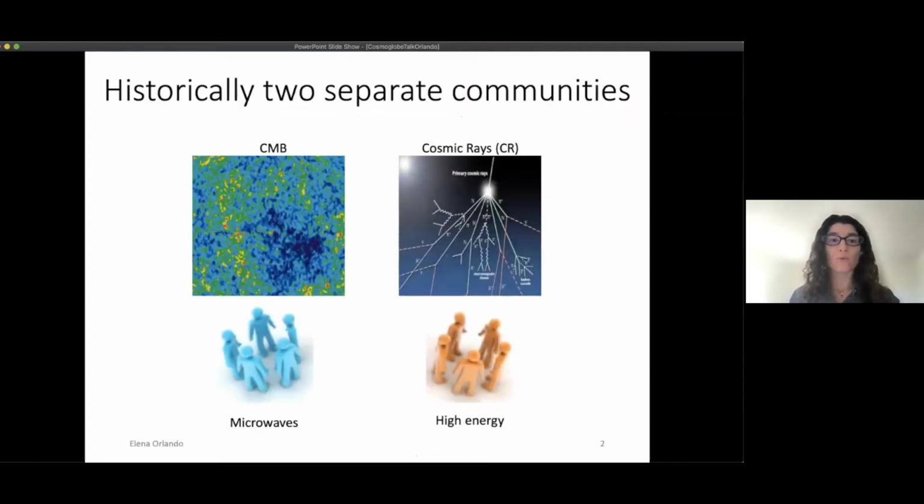CMB and cosmic rays have been usually studied separately because they historically belong to two different communities. That means the radio microwave community for CMB studies, while the high energy community for cosmic ray studies. But this approach actually has known limitations that we'll see in a moment.